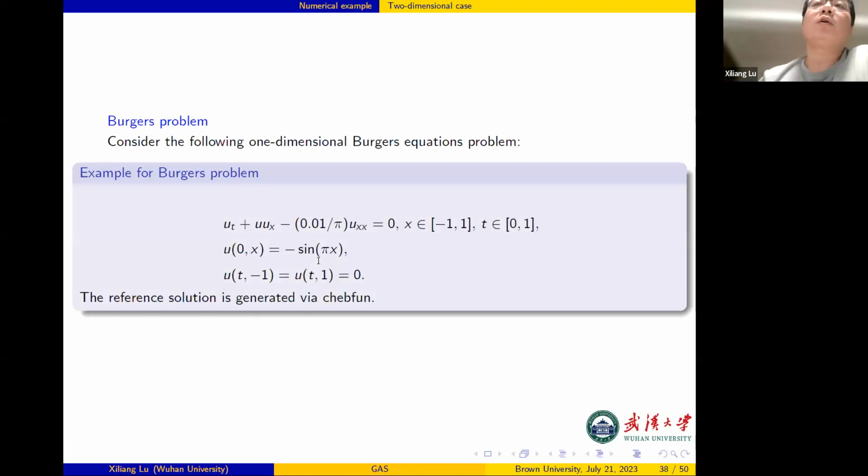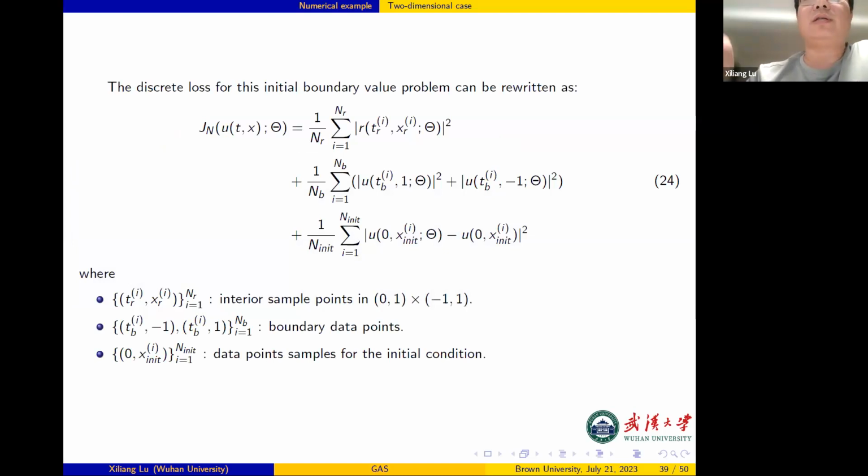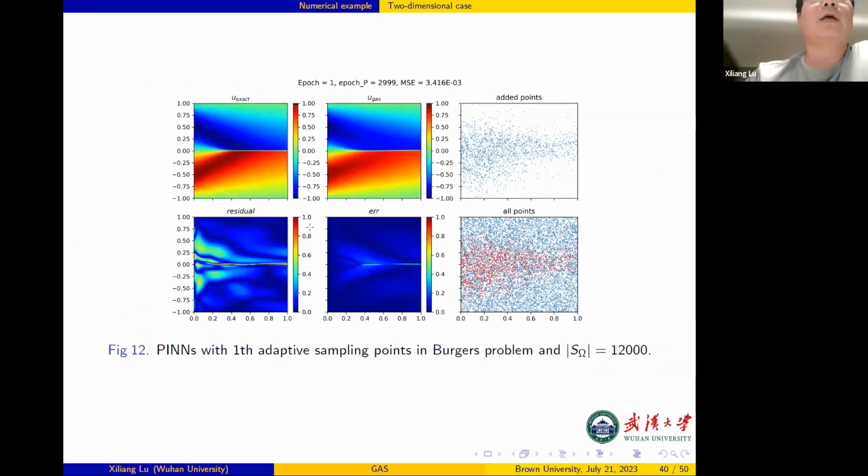Okay. Next, we test a more complicated problem, Burgers' problem, which has a line singularity, not only a point singularity. Here is the PINN result. So here is a line singularity, because this is the solution. The x-axis is the time and the y-axis is x. So we have the line singularity here. This is a line singularity.